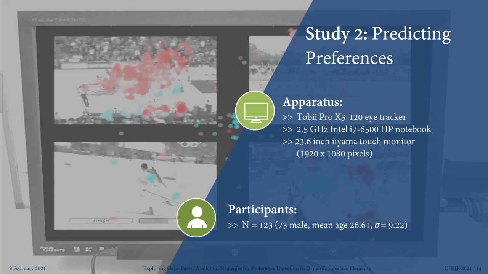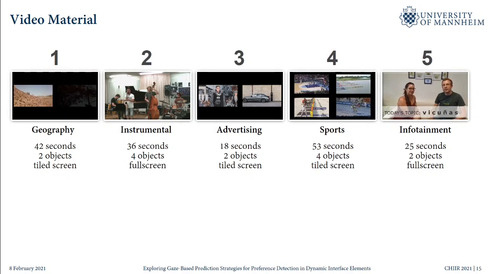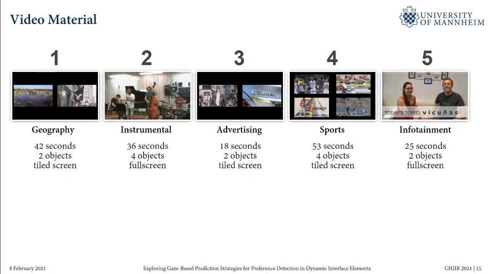Since the prediction accuracy with majority voting is not that high yet, we conducted a second study to evaluate different algorithms and see whether we could improve the prediction performance. We used the same eye tracker as in the first study and collected the gaze data of 123 participants. This time, the experiment consisted of 5 videos. They were between 18 and 53 seconds long, and 2 of them had 4 elements of interest. The other 3 videos had only 2 elements of interest.